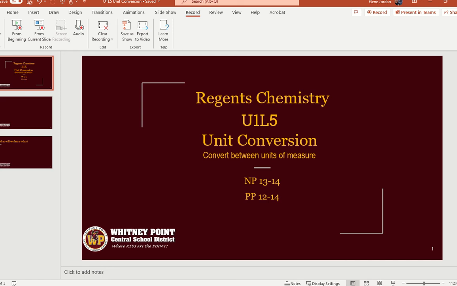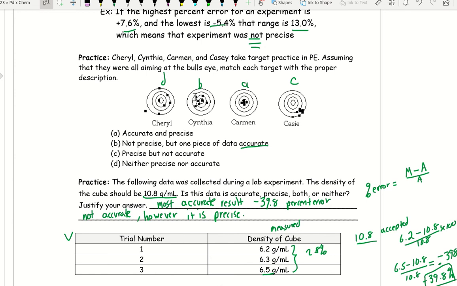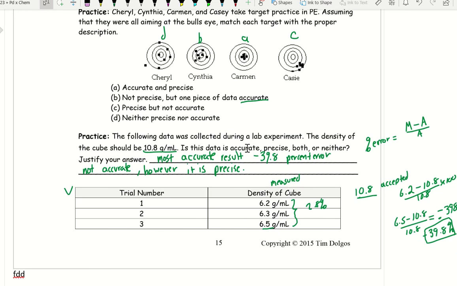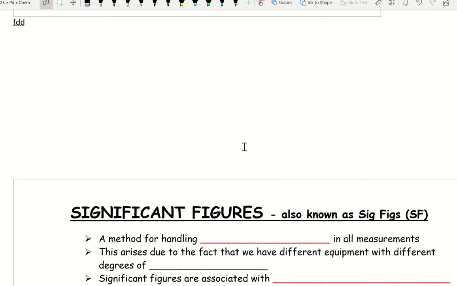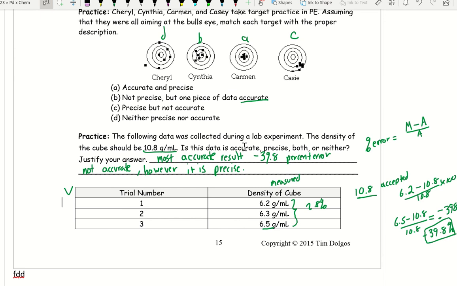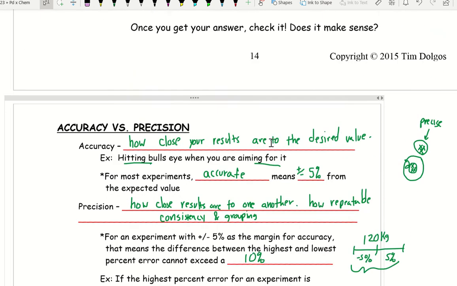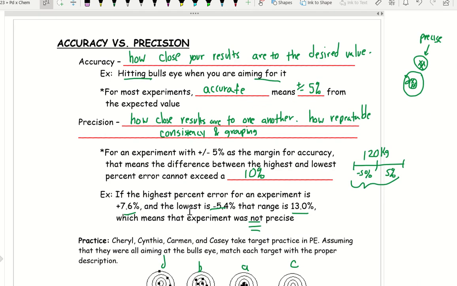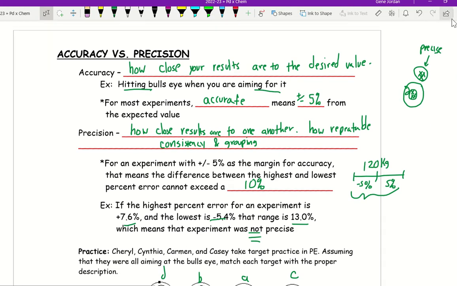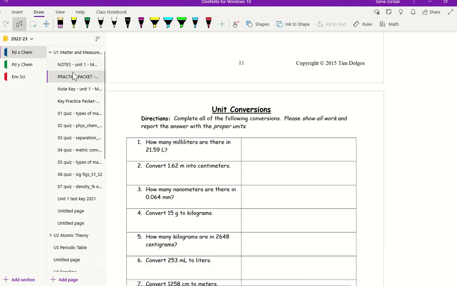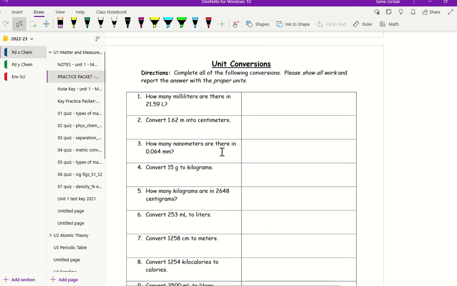All right, and we were going to just page 14, so let me make sure we got that done. Oh, we're going on page 15, nice. That is what I wanted to do anyway. I have to change the thing. All right, so good, accuracy and precision, we covered that. Let's take a look at your homework or the practice packet that you'll be working on.